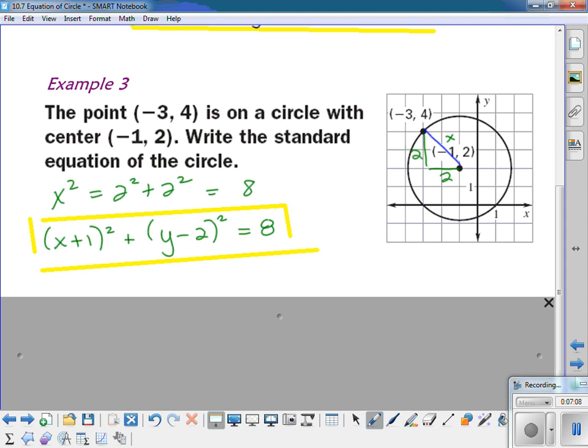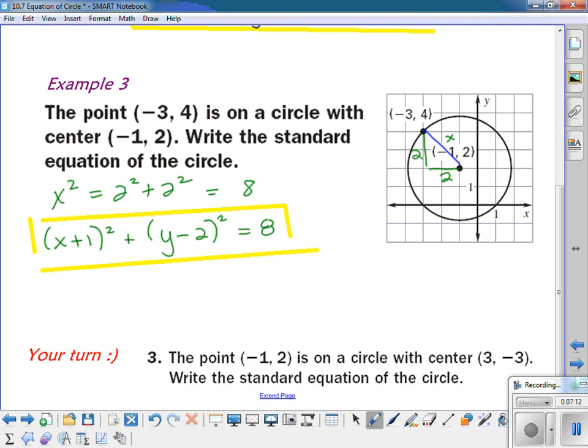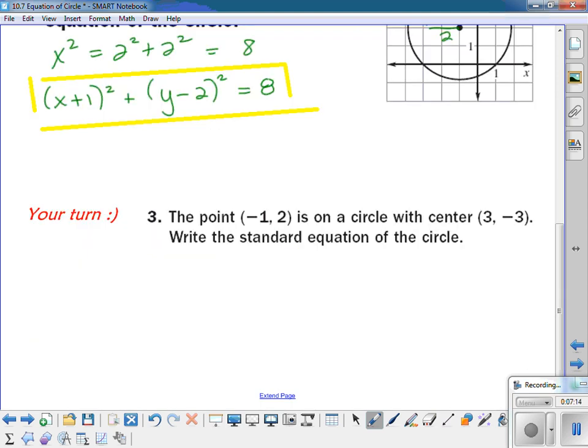All right, but they're not always going to be nice and give you a picture. Sometimes you're going to have to figure it out without a picture. So here we've got the point negative 1, 2 is on the circle, and the center is at 3, negative 3. Write the standard equation.